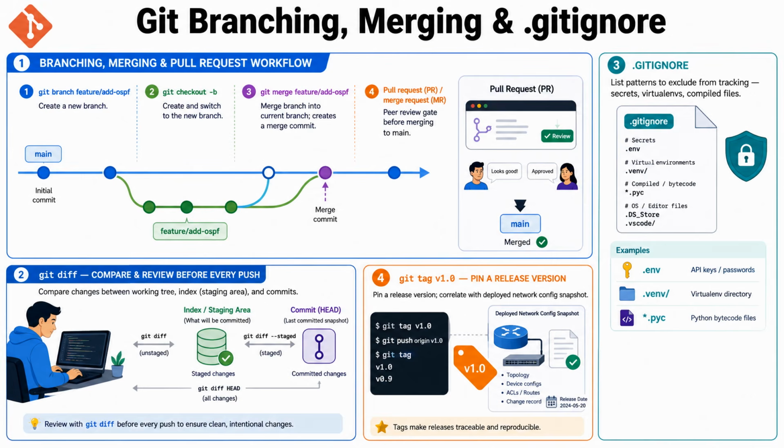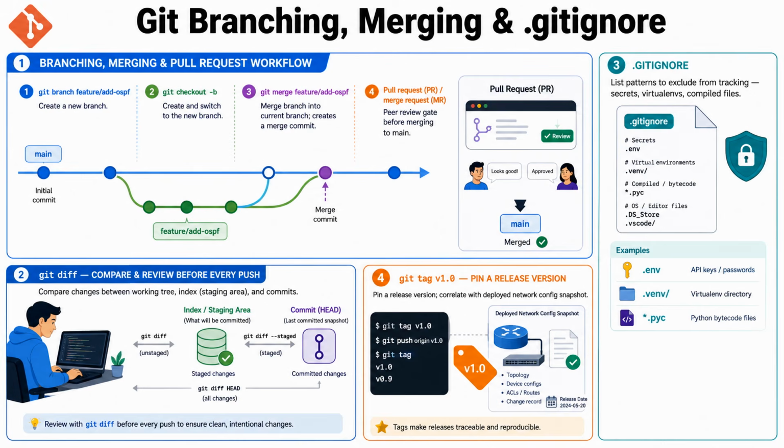Now, .gitignore, and I want you to pay especially close attention here because this is a security issue, not just a hygiene issue. A .gitignore file placed in your repository root tells Git which files and directories to never track, never stage, and never commit. The three most important entries for every network automation project: .env for your API keys, passwords, and other credentials. Never ever commit credentials to a repository, especially a public one.